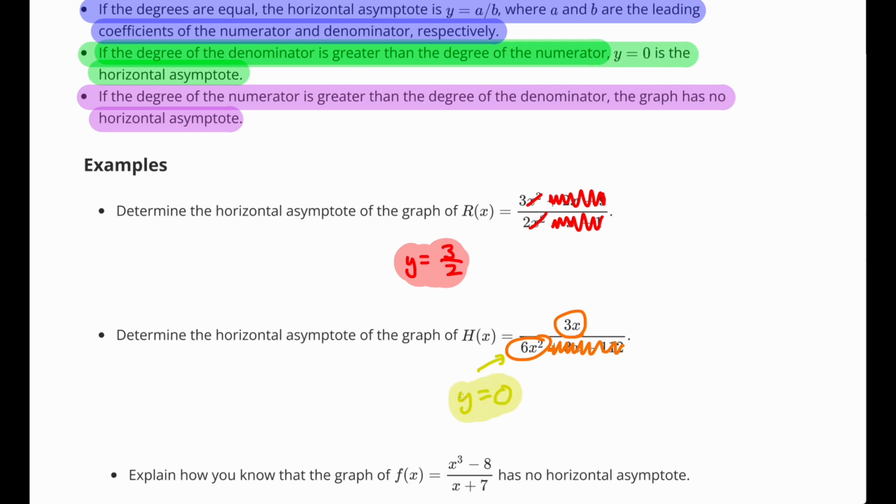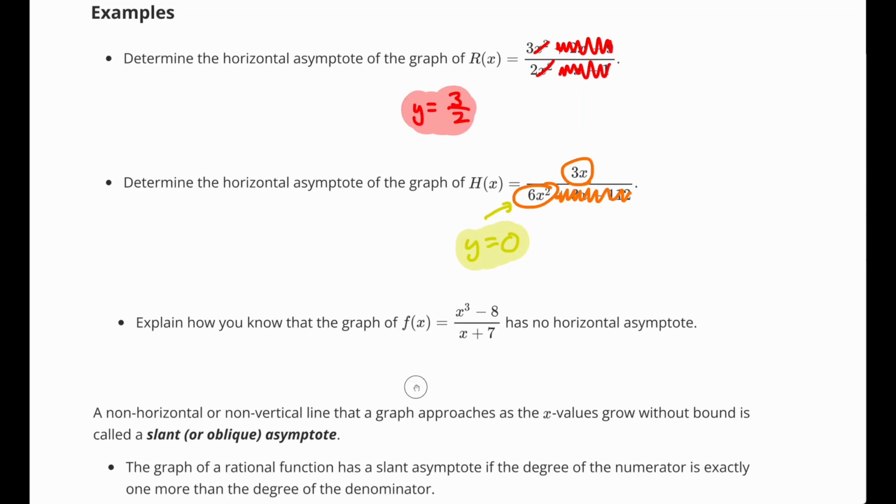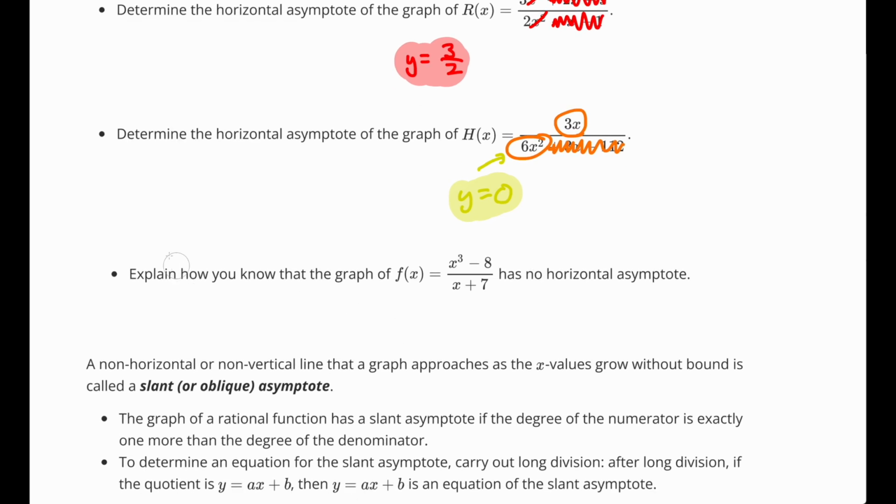So if the degree on the bottom is bigger, it's always going to be y equals 0. This last one says, explain how you know that the graph of f of x has no horizontal asymptote.